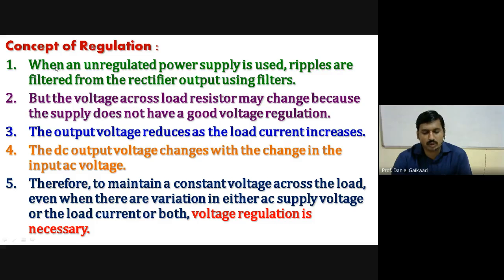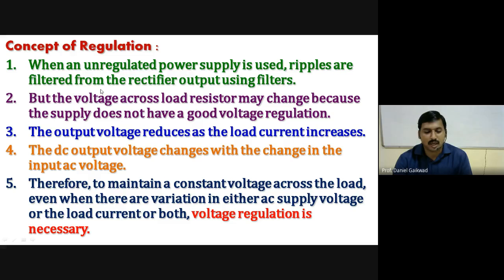The first point, according to your textbook: when an unregulated power supply is used, ripples are filtered from the rectifier output using a filter. An unregulated power supply has no regulator, and consists of a transformer, rectifier and filter.